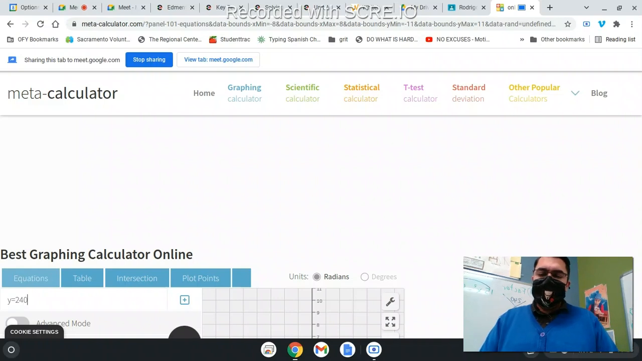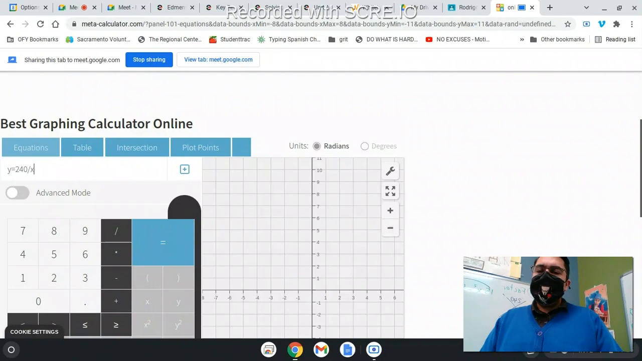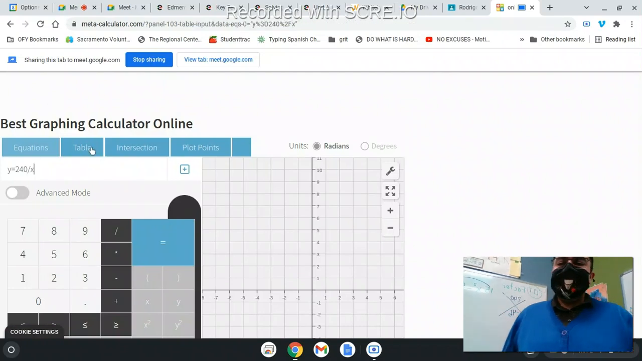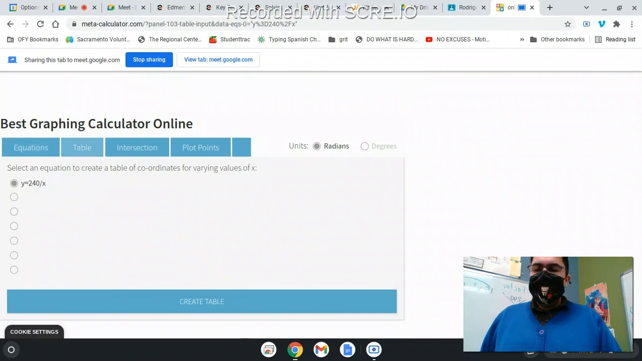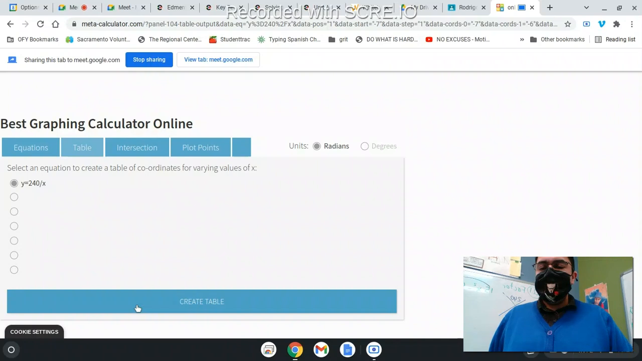Y equals 240 divided by X. You go to the bottom. Well, you could press plot, or you could just click on table. Might as well just click on table. I don't care about what the graph looks like. Yes, that's what I'm supposed to type. Y equals 240 divided by X.